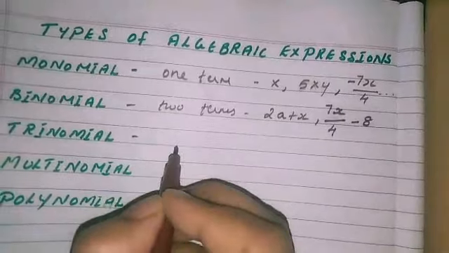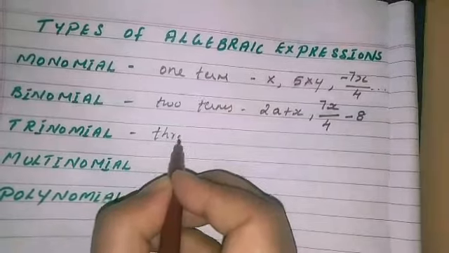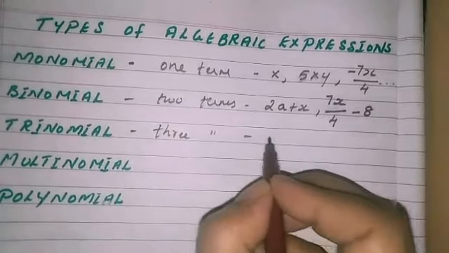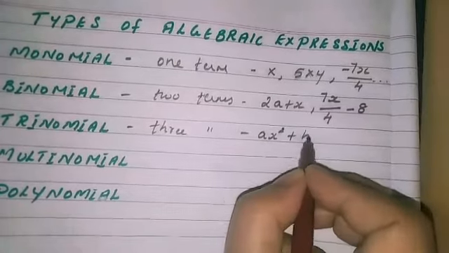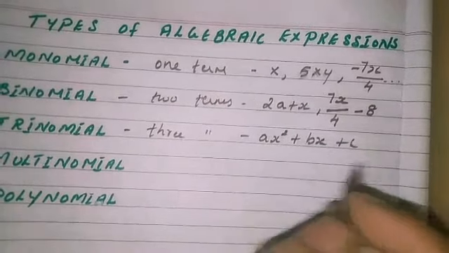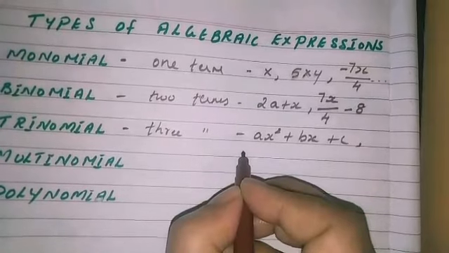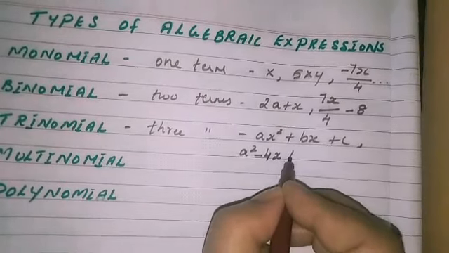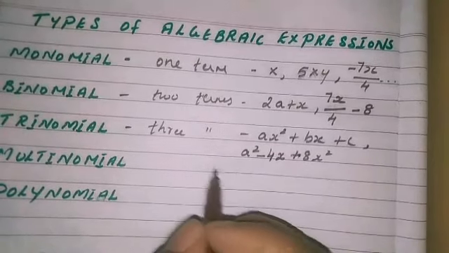Now let's check out what a trinomial is. A trinomial has three terms. Any expression which has three terms is called a trinomial. An example of this could be ax square plus bx plus c. Or let's take one more example: a square minus 4x plus 8x square. This also could be an example of a trinomial.